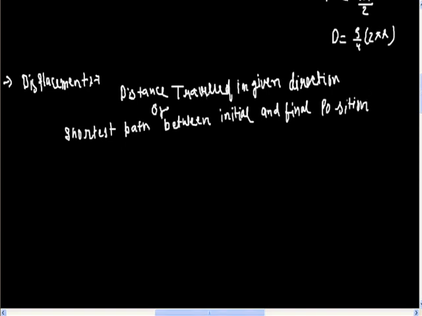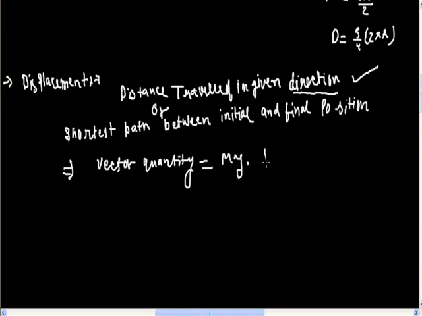Now see, I have told that displacement is the distance traveled in a given direction. Direction means the physical quantity displacement contains magnitude and direction. Therefore, it is a vector quantity. Why? Because it has magnitude plus direction.